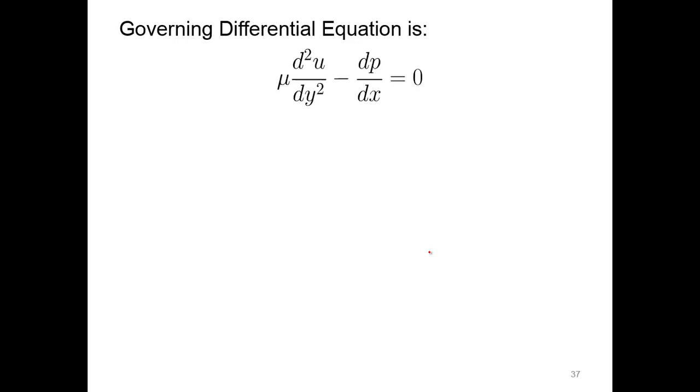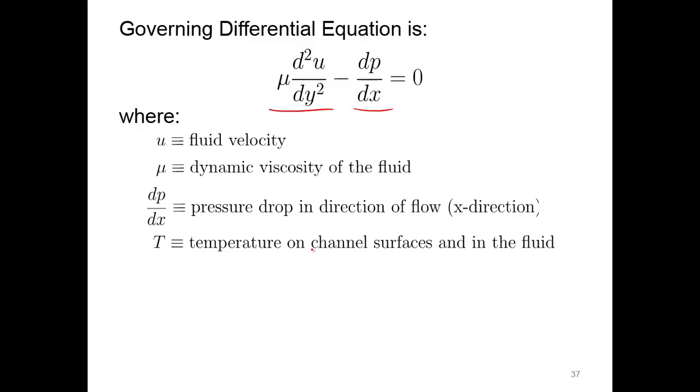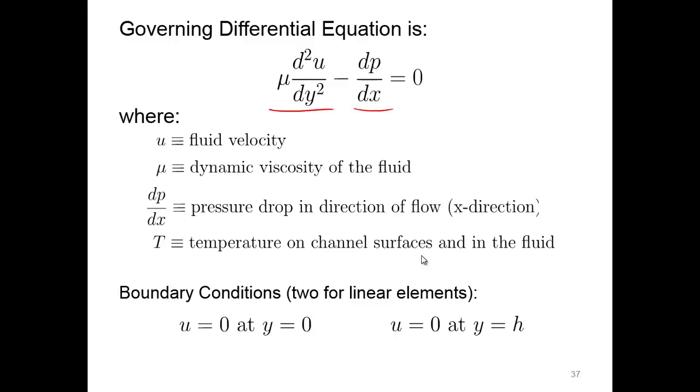All right, so starting with the governing differential equation. We have some viscous effects, and we have the pressure gradient, which is driving the flow, which is helping the flow move. All that equal to 0. The velocity of the fluid is u, the dynamic viscosity is mu, the pressure drop drives the flow, and there's the temperature on the channel surfaces in the fluid. Actually, we don't need that. It doesn't apply to the situation. Cross that off.